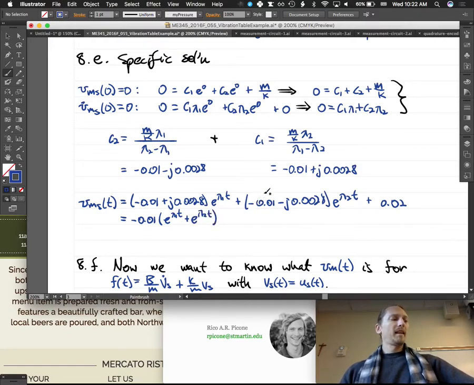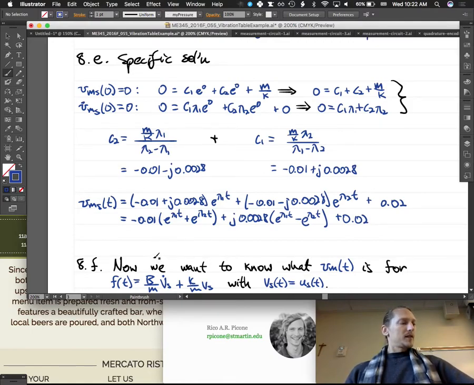Right? And then the imaginary term, they both have 0. So I guess I don't put that in the parentheses. J 0.0028 times the quantity, and this one has e to the lambda 1t minus e to the lambda 2t, still plus our little hanger-on of 0.02.